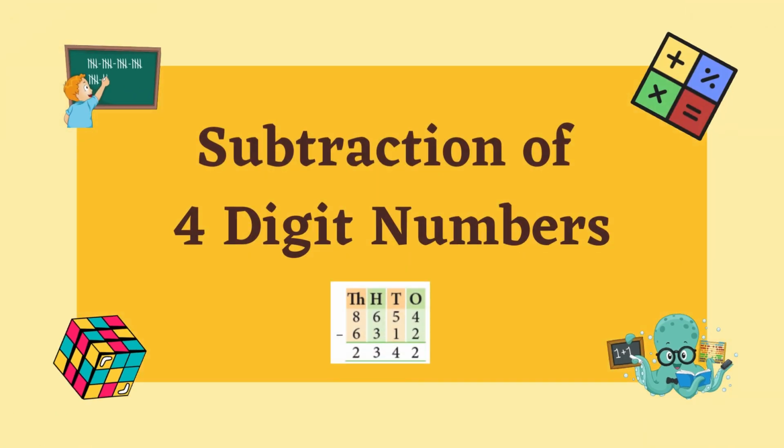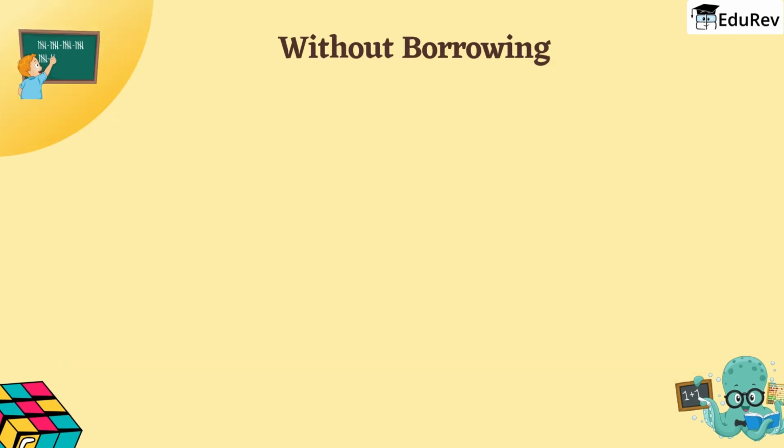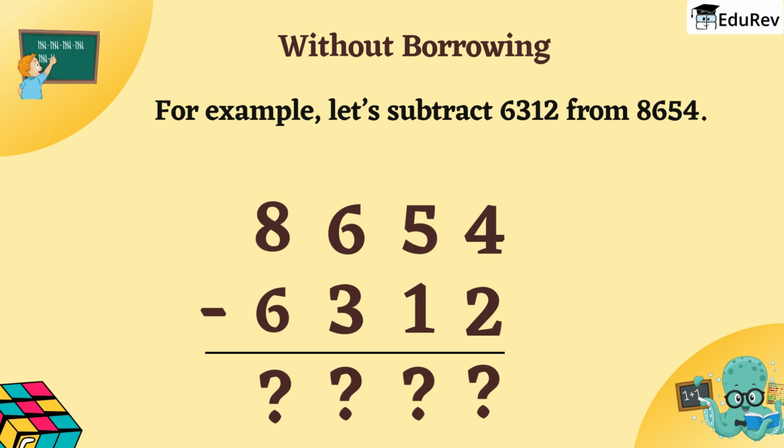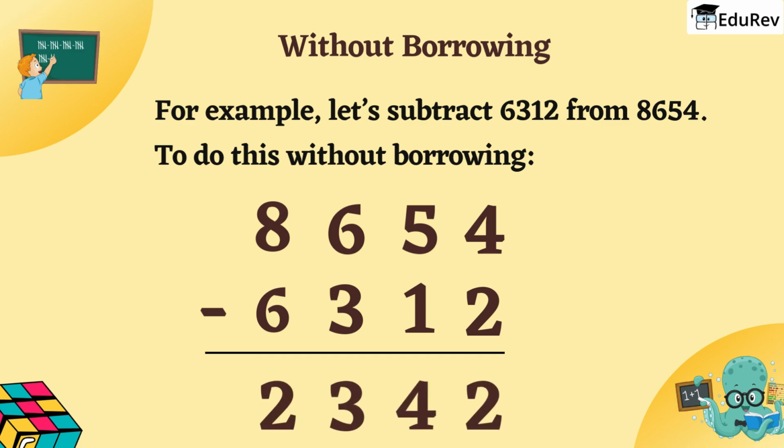Now, we will look at the subtraction of 4-digit numbers. O stands for ones, T stands for tens, H stands for hundreds and Th stands for thousands. For example, let's subtract 6,312 from 8,654. To do this without borrowing, we simply subtract and get 2,342 as an answer.